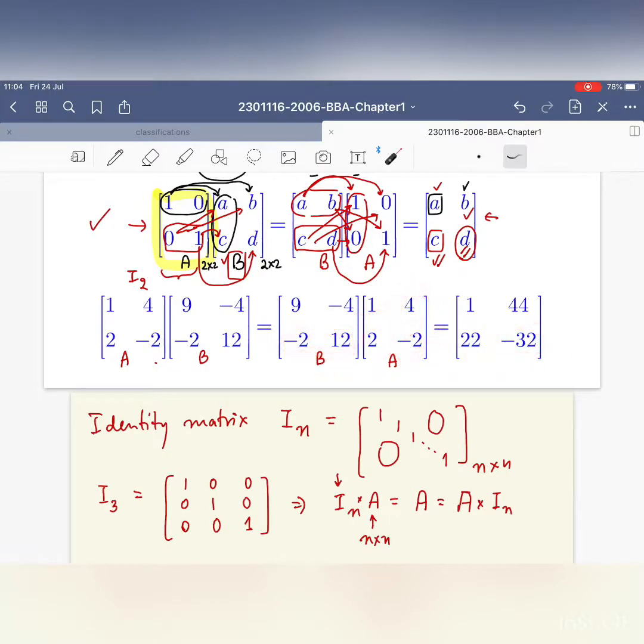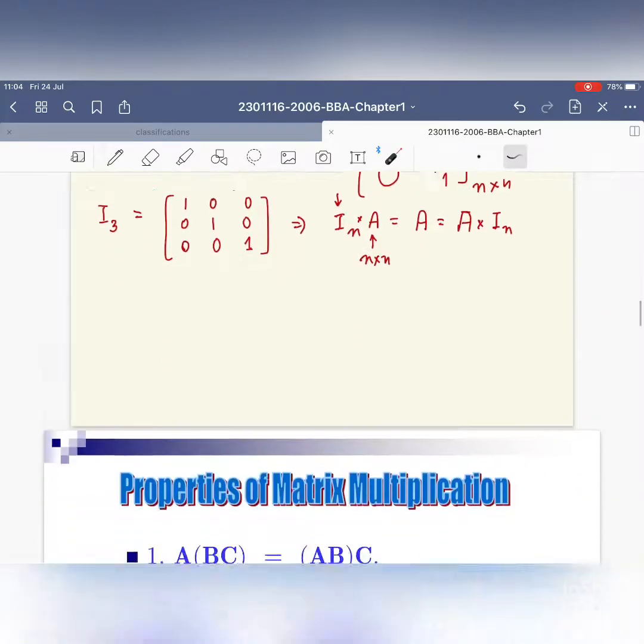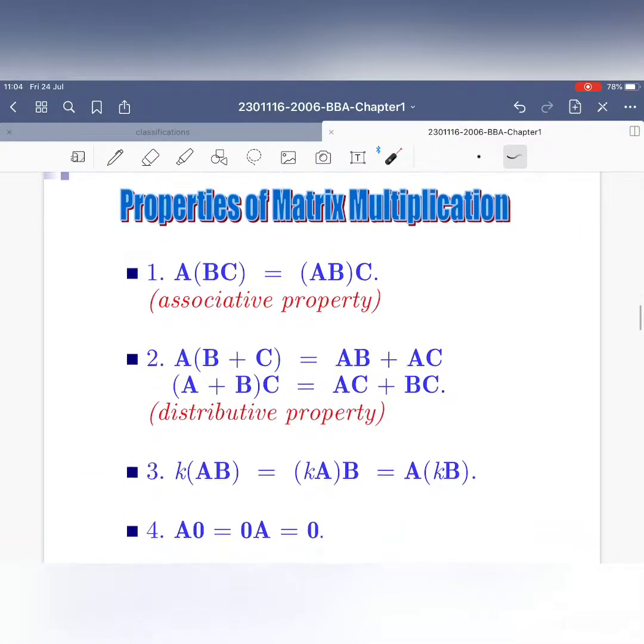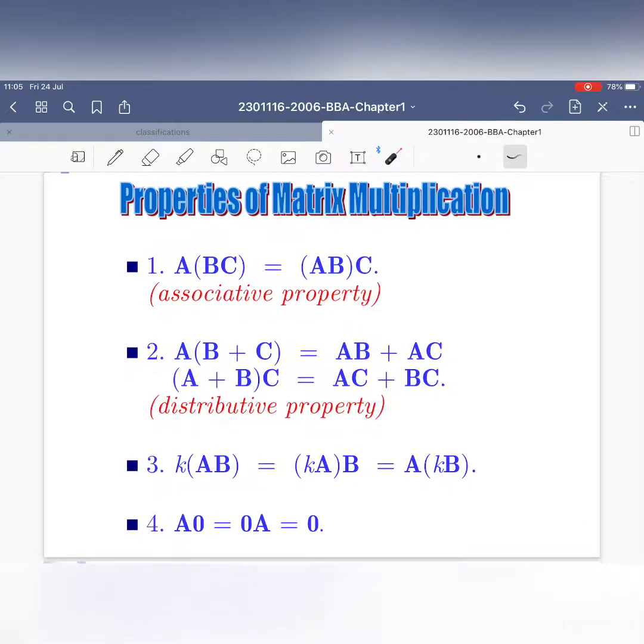Okay, so this one, your A times B or your B times A, they got the same answer. Okay, this is a very special case. All right. So let's look at a property of the matrix multiplication. Okay, so as we told you that normally AB and BA, they're not the same. Normally they're not the same, only a special case that they'll be the same. So this one is not a property.